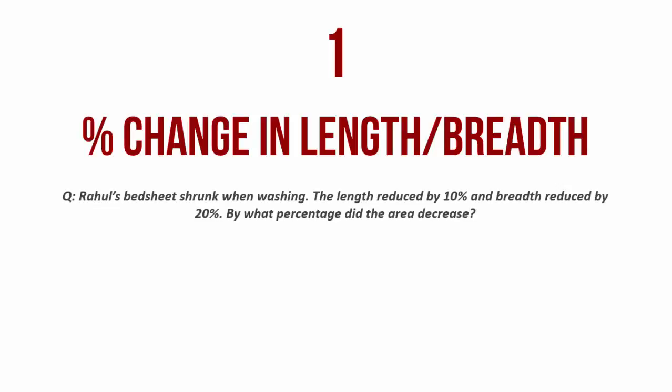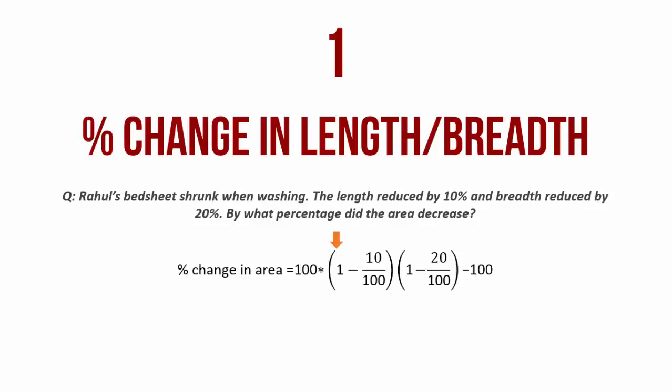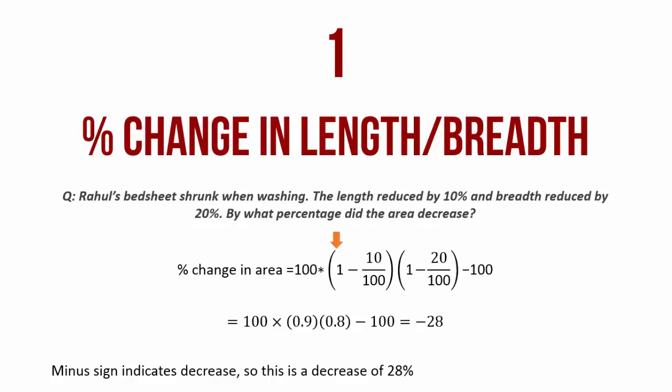We'll use the same question that we'd used before, that Rahul's bedsheet shrunk when washing, length reduced by 10% and breadth reduced by 20%. Now, we just substitute it in that shortcut formula. Percentage change in area is equal to 100 into 1 minus 10 by 100 into 1 minus 20 by 100 minus 100. This reduces to 100 multiplied by 0.9 into 0.8 minus 100, which is equal to minus 28%. Therefore, the percent change in area is minus 28%. The minus sign indicates a decrease. So this can be indicated as a decrease of 28%.